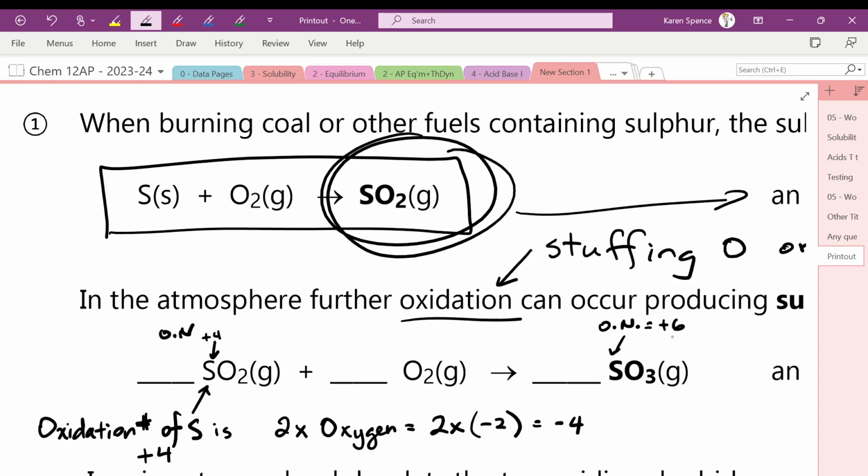Little preview of tomorrow's lesson. Okay, did you guys follow that? When the oxidation number gets bigger, oxidation. When the oxidation number is reduced, gets smaller, that's reduction.